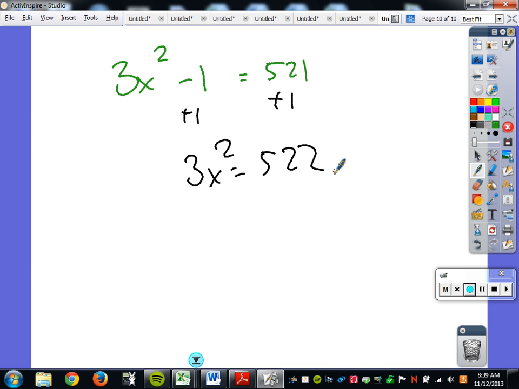Is x squared by itself? What do I need to do? Not yet. Sure you do. I believe in you. Think a little bit. Look back at your last note if you need to. The one that has a number out front. Did we just take a square root when it was negative 5x squared equals 625? No. We have to do what? We have to divide the 3 over, don't we?